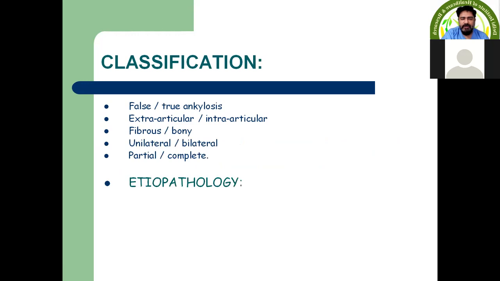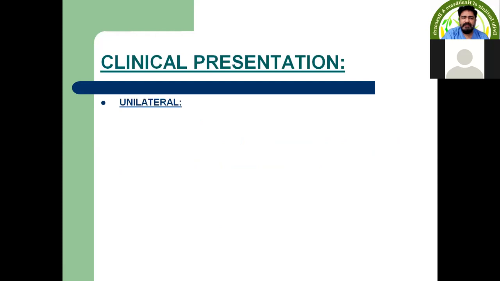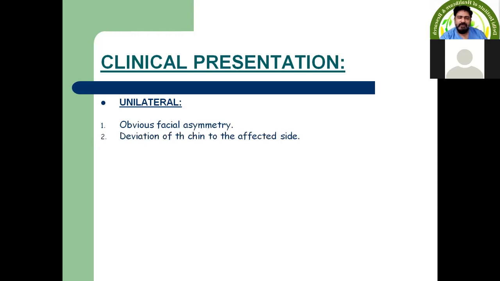Now the etiopathology contains trauma, congenital, infections, rare causes such as systemic disease, and other causes. Clinical presentation for a unilateral TMJ ankylosis: obvious facial asymmetry can be seen. Then deviation of the chin to the affected side. In subluxation, the chin will go to the opposite side, and in this ankylosis, the chin will go towards the affected side because that joint is not grown.